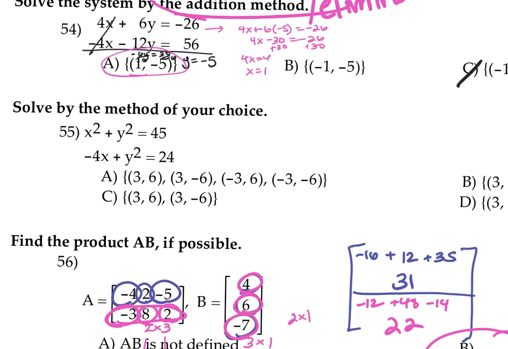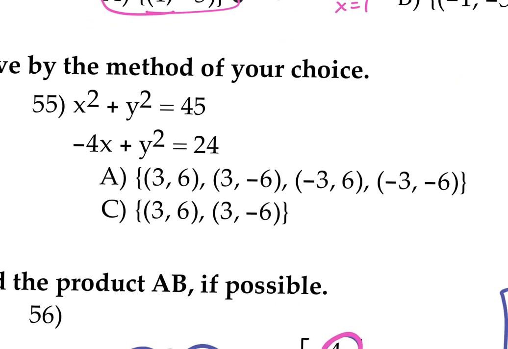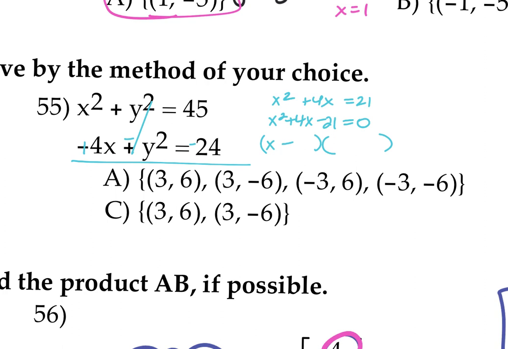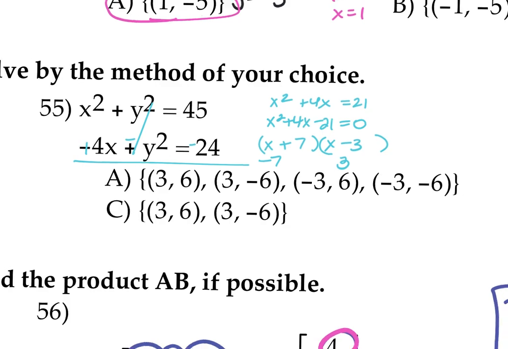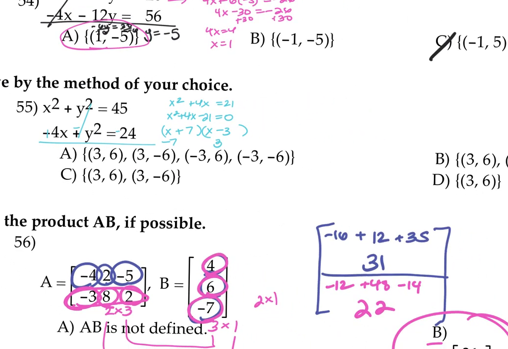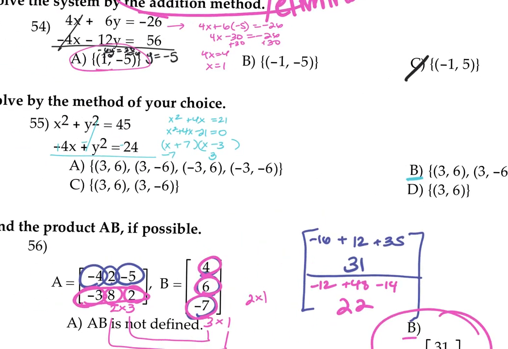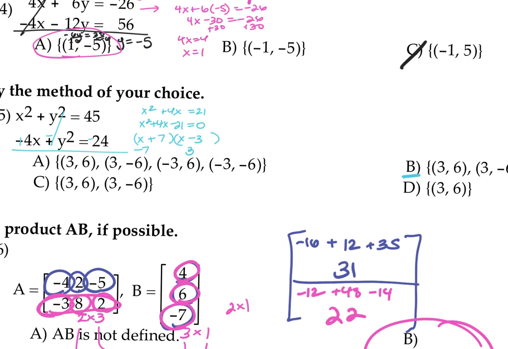55 says solve by the method of your choice. So this is set up, I would say, easy to do elimination if we just change these signs. So I'd get x squared plus 4x, these are going to cancel, equals 21. Bring the 21 on the side with the other two. Factors of 21 that sum to positive 4 would be positive 7 and negative 3. Then split and solve, and I get negative 7 and 3. So those are the x values, and that really just eliminates, leaves you with B, but we want to plug them back in to get the y values.